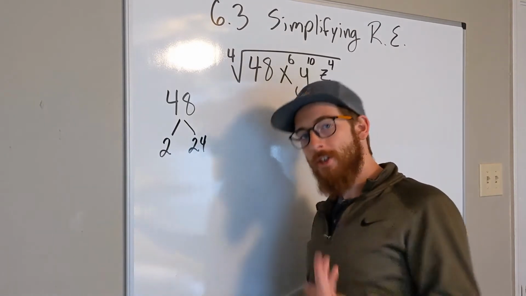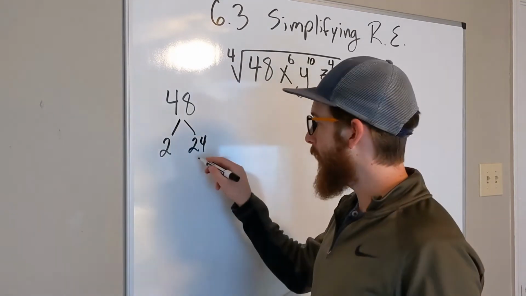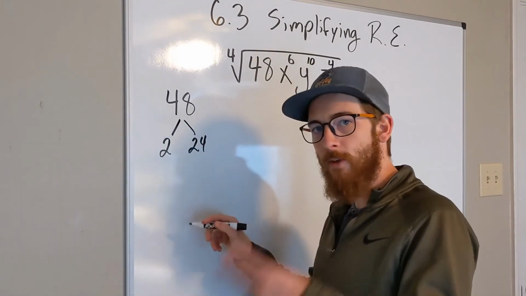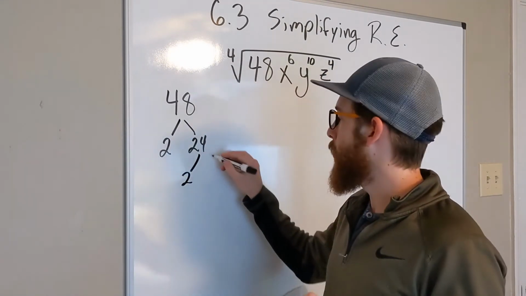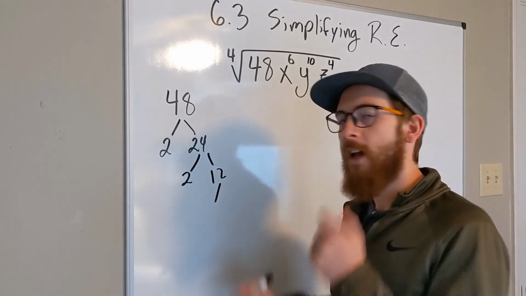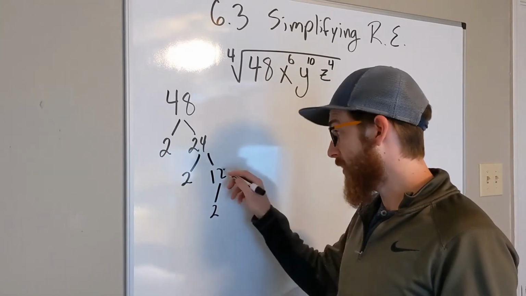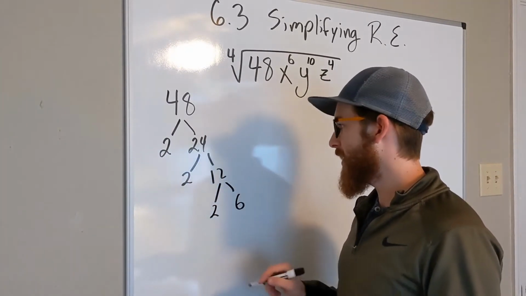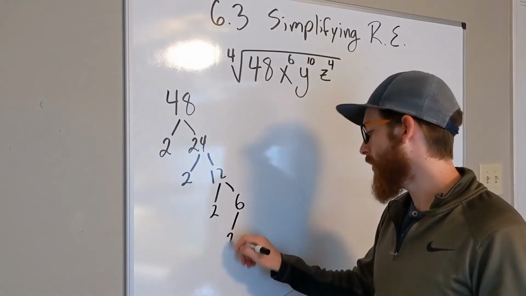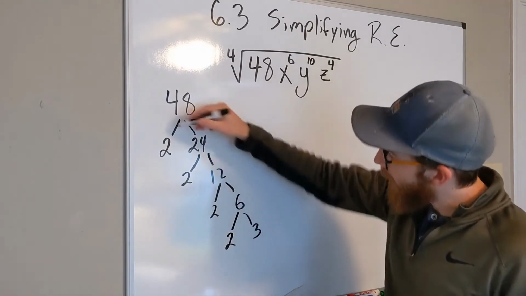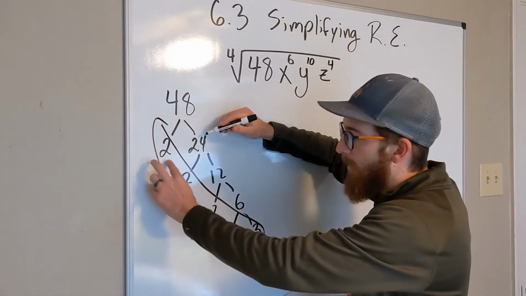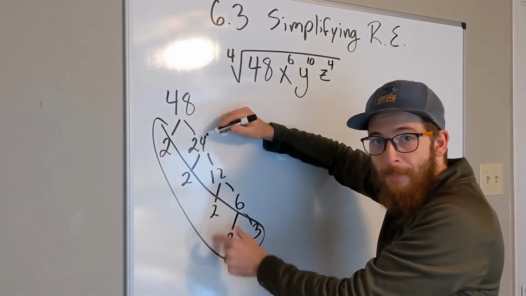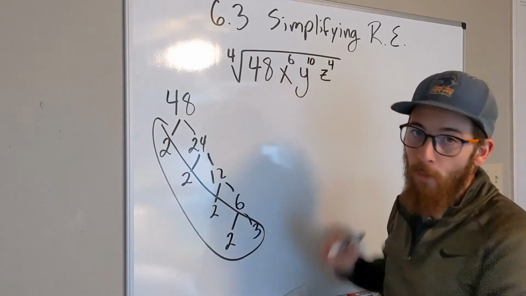Well, 24 is also even, and if I didn't remember the factors of 24, I just know, hey, it's even, so it's got a 2. So I can do 2 times 12. And then 12 is also even, so 2 times 6. And 6 is also even, 2 times 3. Okay, so we're looking at this piece here. You notice I took all the pieces that didn't have branches. Okay, you have to break it all the way down. Those are the pieces we want.